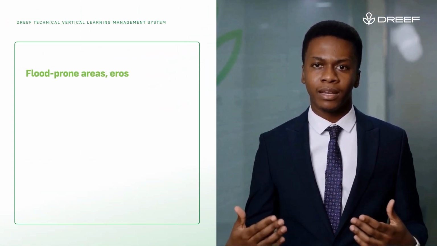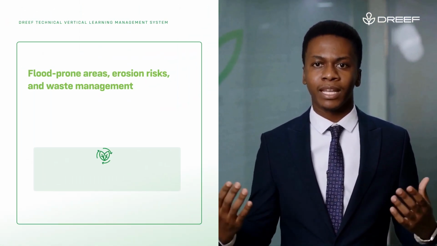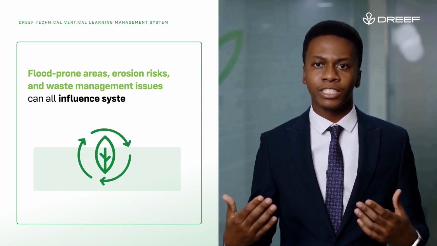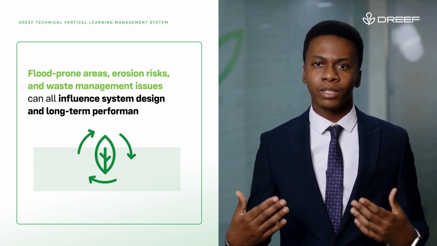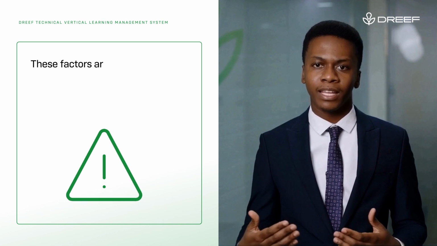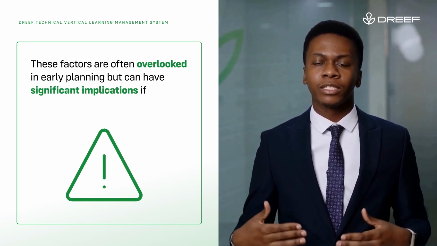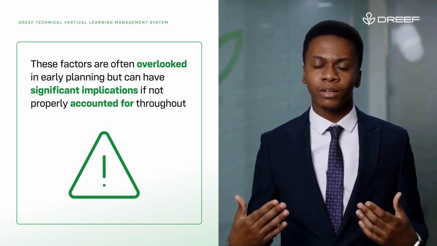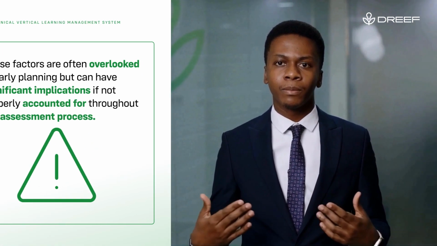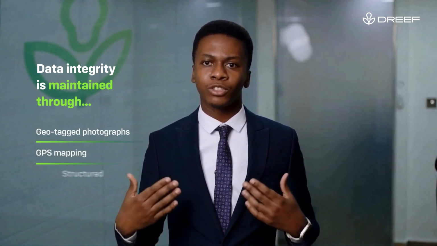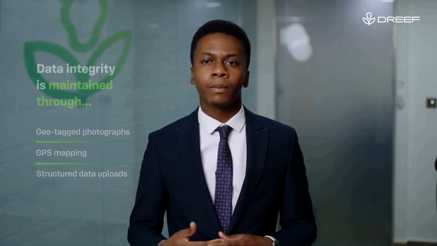Environmental considerations are also documented. Flood-prone areas, erosion risks, and waste management issues can all influence system design and long-term performance. These factors are often overlooked in early planning but can have significant implications if not properly accounted for throughout the assessment process. Data integrity is maintained through geotagged photographs, GPS mapping, and structured data uploads.